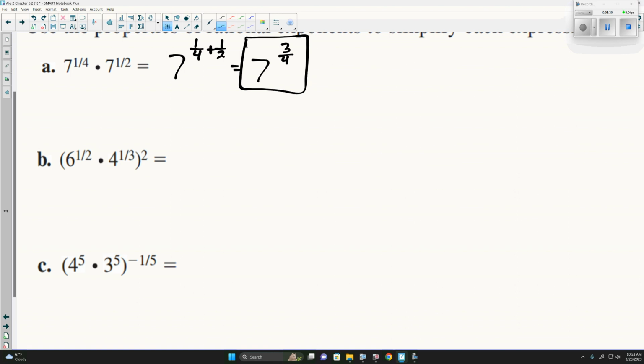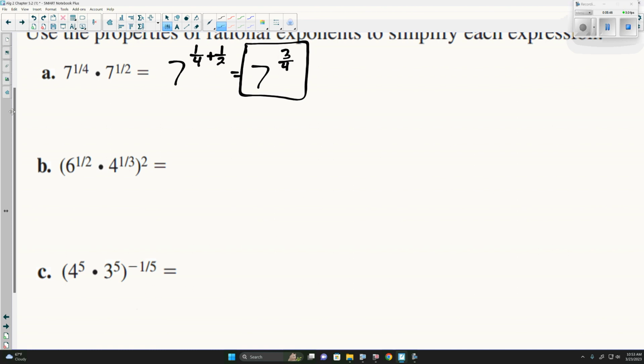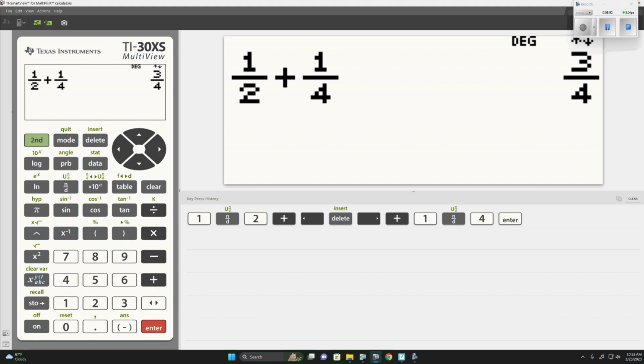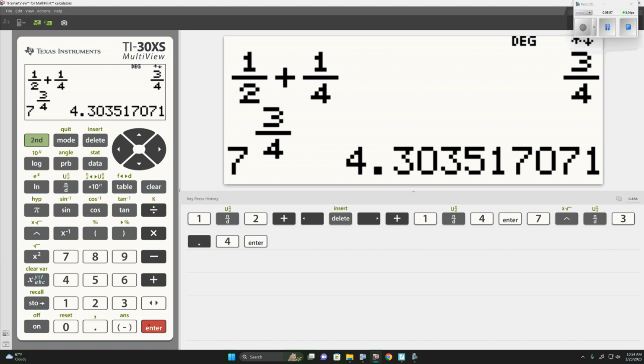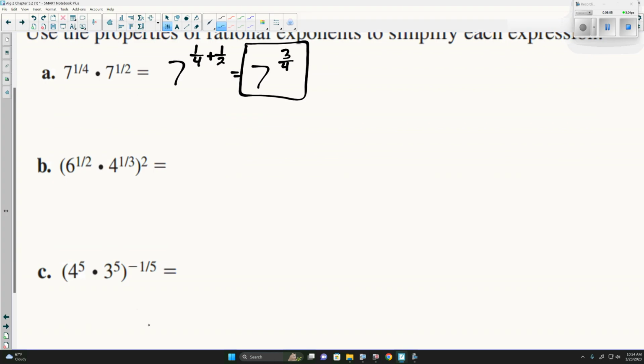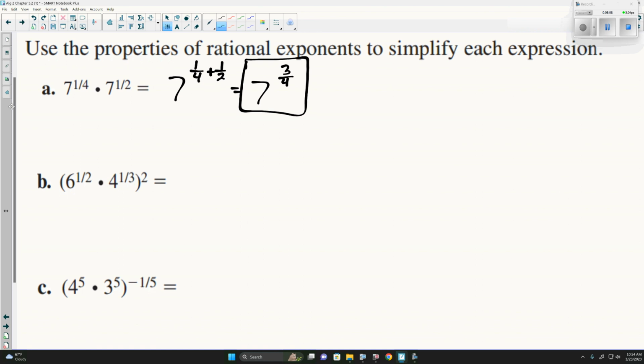Now some of the things we'd have to look into is seeing if we can rewrite the base as a perfect square, perfect cube, as a number times itself to be able to simplify it. But here, 7 to the 3/4 is as simplified as it gets. We don't do anything with it. Because if we tried to reduce this, 7 to the 3/4, we don't get a nice number. We get this ugly, or quote unquote ugly, decimal. So for this here, 7 to the 3/4 is as simplified as it gets.